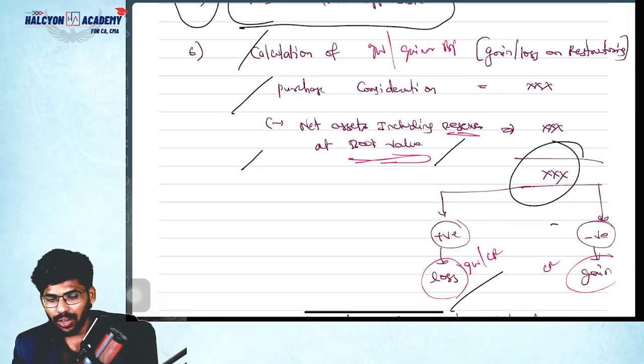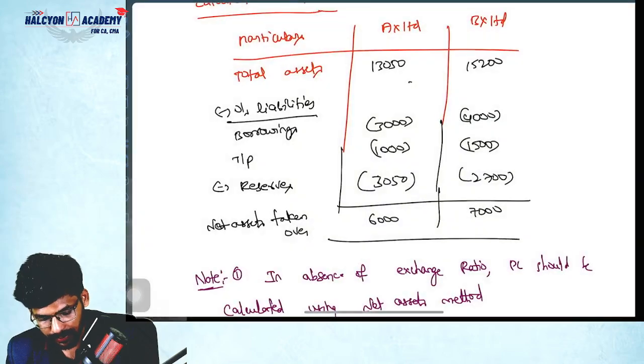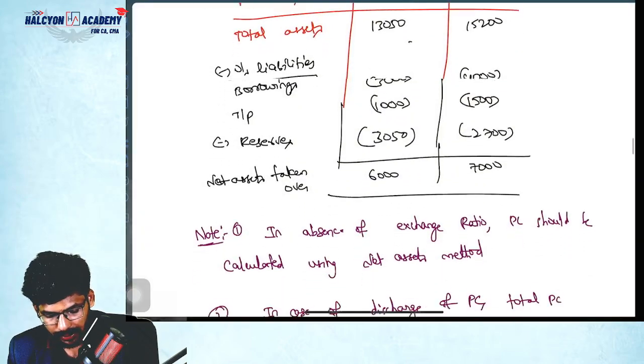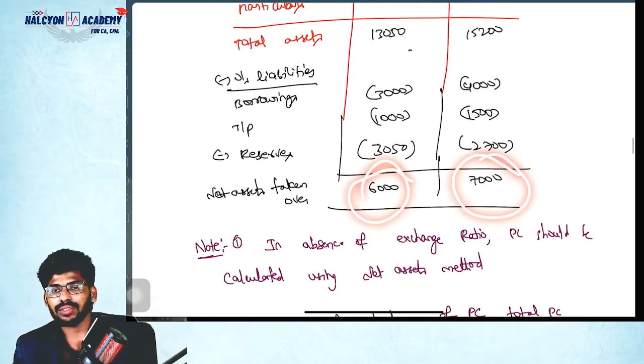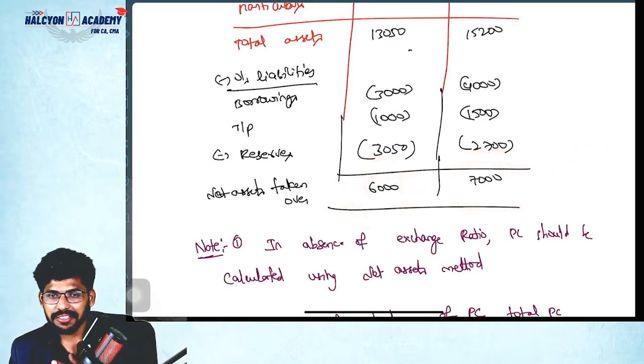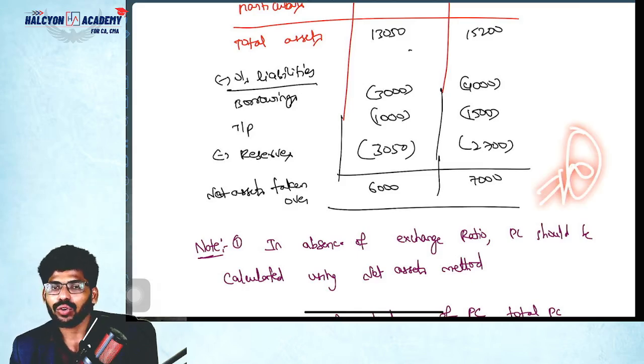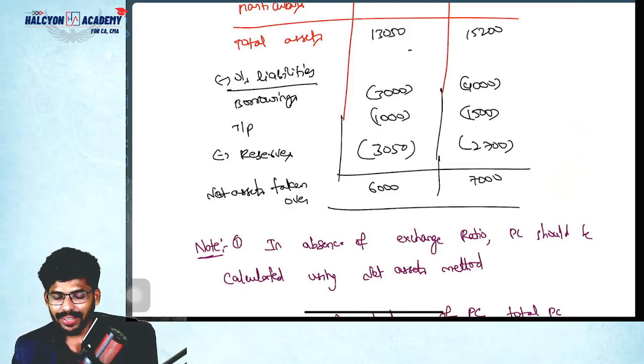Including reserves. How much? Net assets including reserves, how much, guys? 6,000, 7,000. Total 13,000 only. 13,000 minus 13,000 is 0. There is no goodwill. There is no gain on bargain purchase. No need to calculate. If you want, you can show it as a working note. Otherwise not required. So basically, in this question, it is 0 only. Clear or not? Yes, obviously.